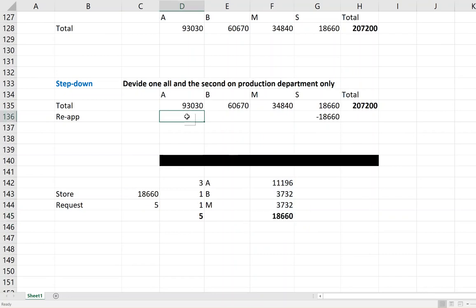So now with reapportionment of store, we have A, B, and M. Now we are going to total this. I'm going to write it as a minus.